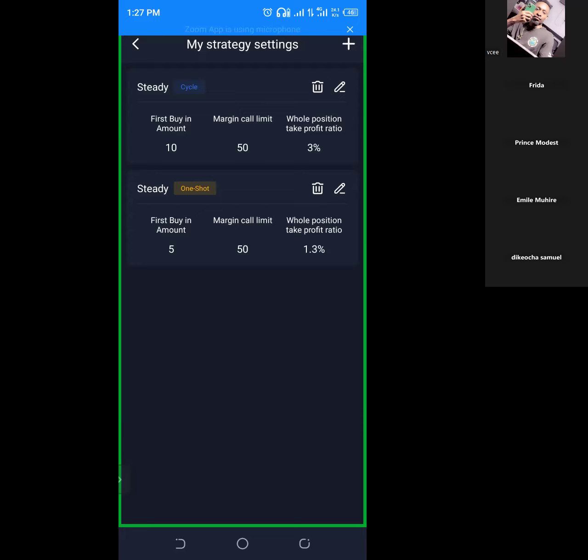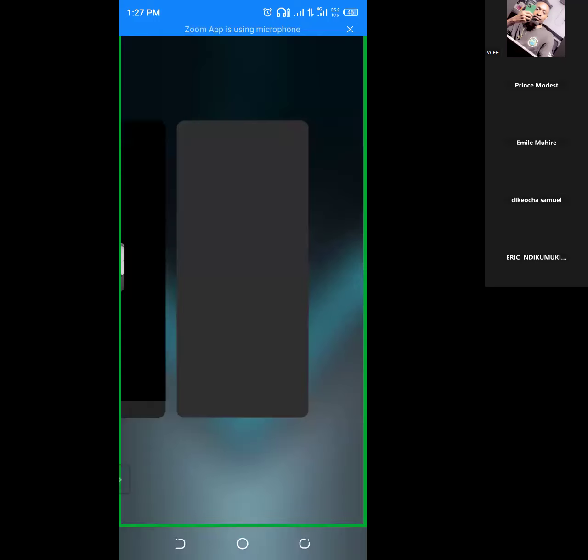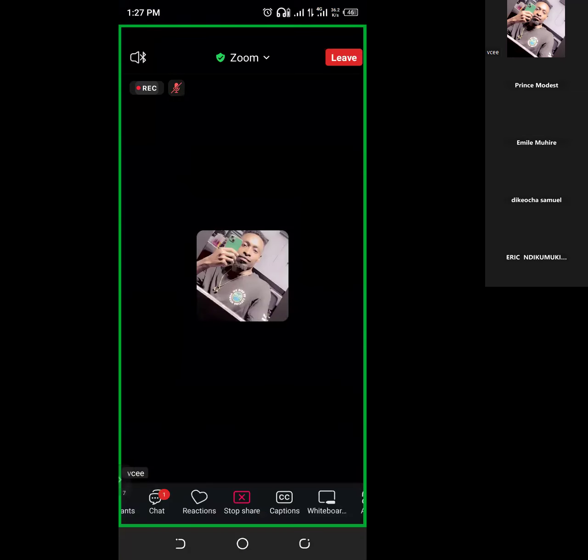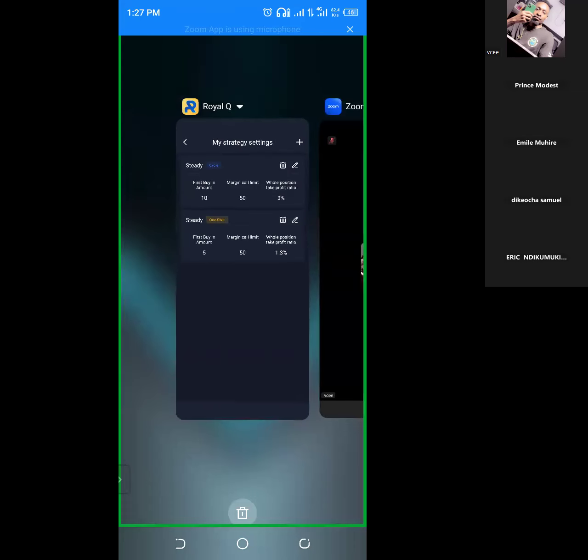For those of you that are new, that haven't created any strategy before, what you see right here is add it now. You see add it now on this screen. But if you have been here before and you have been trading, you have to click on the plus sign at the top of the screen.